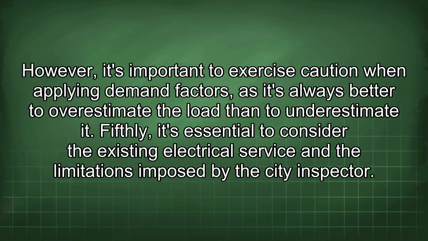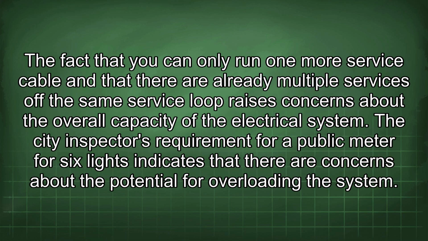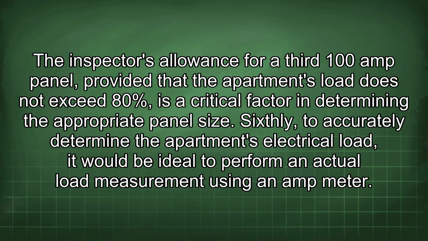Fifthly, it's essential to consider the existing electrical service and the limitations imposed by the city inspector. The fact that you can only run one more service cable and that there are already multiple services off the same service loop raises concerns about the overall capacity of the electrical system. The city inspector's requirement for a public meter for 6 lights indicates that there are concerns about the potential for overloading the system. The inspector's allowance for a third 100-amp panel, provided that the apartment's load does not exceed 80%, is a critical factor in determining the appropriate panel size.